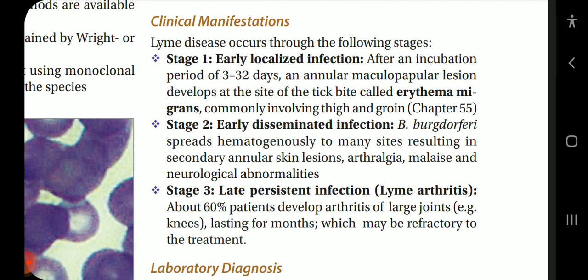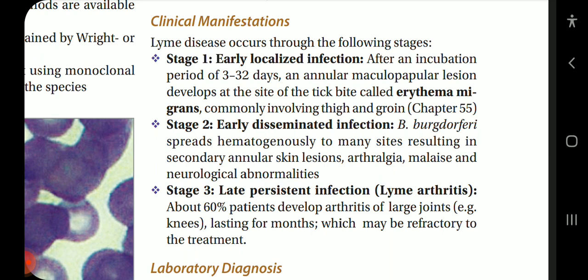Lyme disease occurs through the following stages. Stage 1, early localized infection after an incubation period of 3 to 32 days. An annular maculopapular lesion develops at the site of tick bite called erythema migrans, commonly involving thigh and groin. Stage 2, early disseminated infection. Borrelia burgdorferi spreads hematogenously to many sites, resulting in secondary annular skin lesions, arthralgia, malaise, and neurological abnormalities.